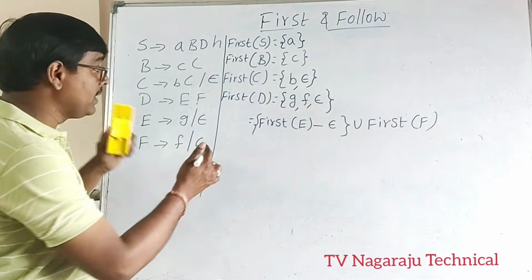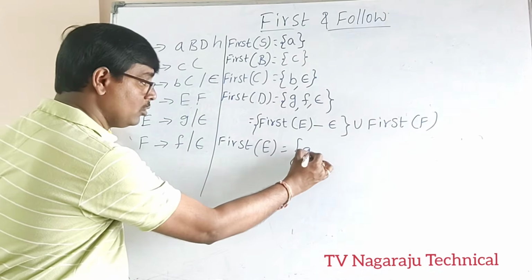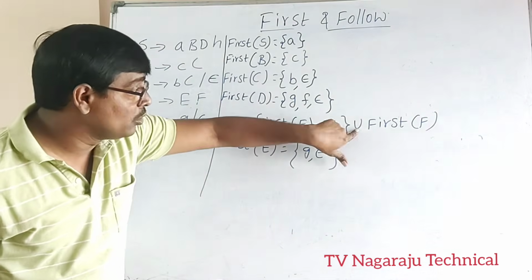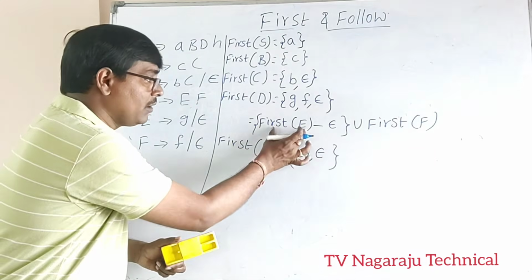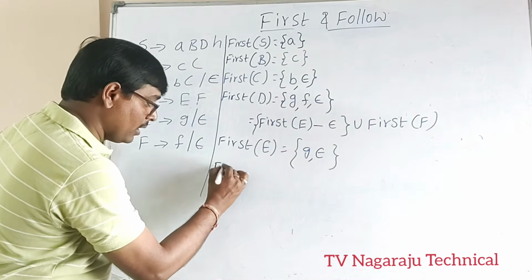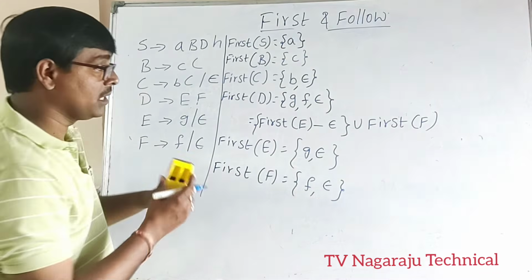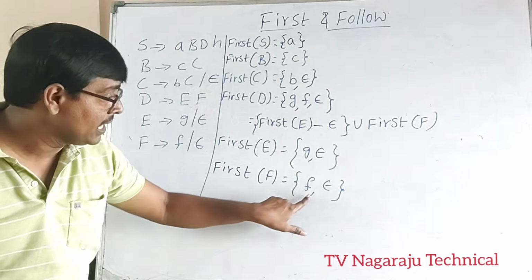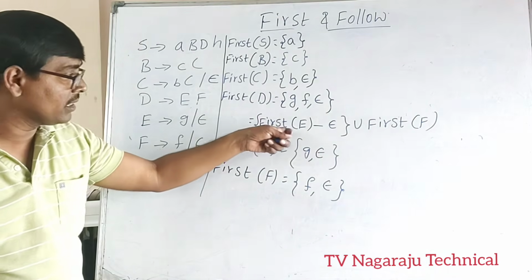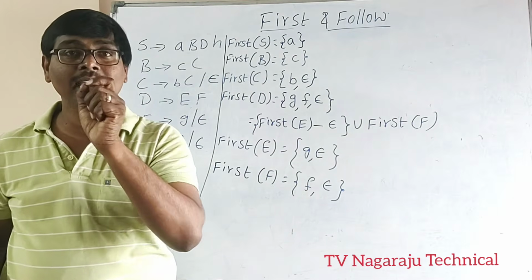Suppose the first of E contains epsilon. Now I am calculating, check. What is the first of E? First of E is equal to G comma epsilon. So it contains epsilon. Now the answer is union with the second non-terminal. See, first of E, G comma epsilon, minus epsilon means G, union. What is the first of F? First of F is equal to f comma epsilon. So now the final answer is G, f, epsilon. Match? You got it? Directly you can replace, or else you can write it in the form of productions also. This is the way to calculate the first of any non-terminal.